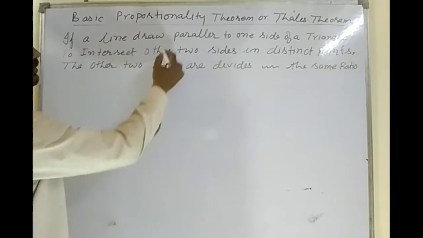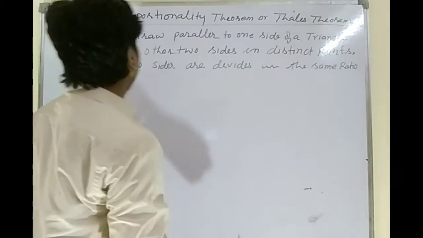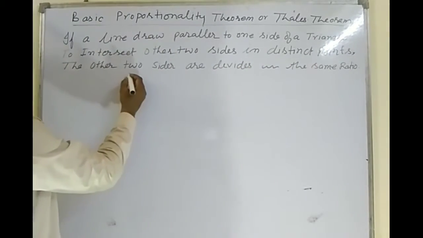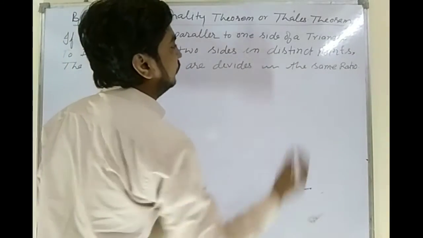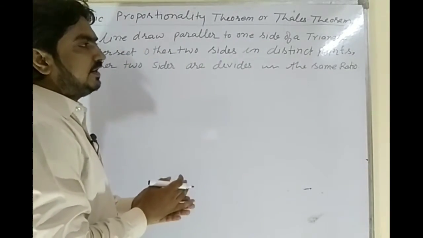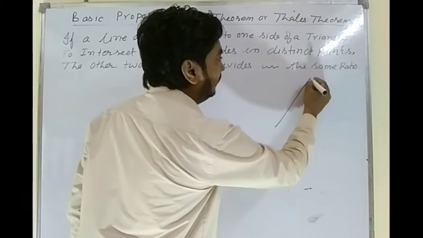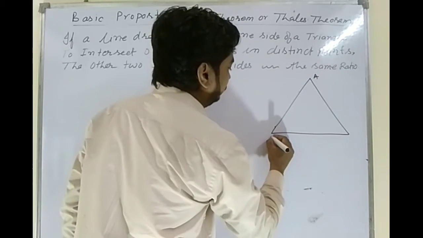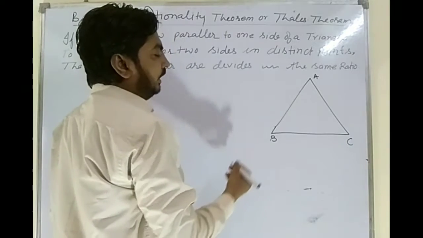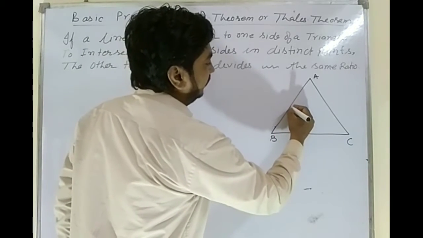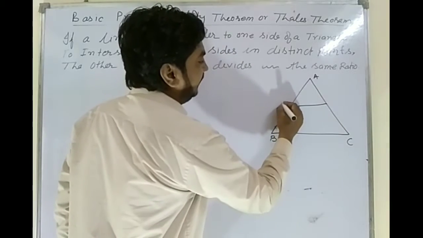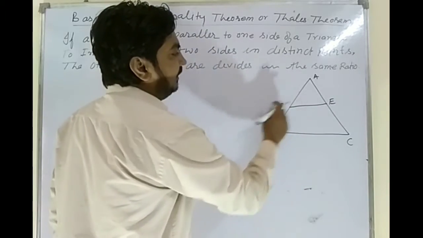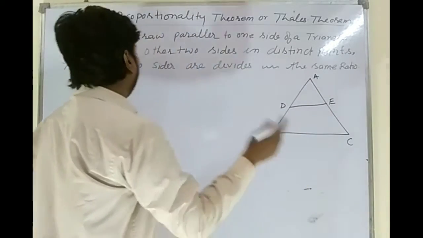If a line is drawn parallel to one side of a triangle to intersect the other two sides in distinct points, the other two sides are divided in the same ratio. So here it is given that a triangle ABC and a line DE intersect the two other sides AB and AC, and DE is parallel to BC.